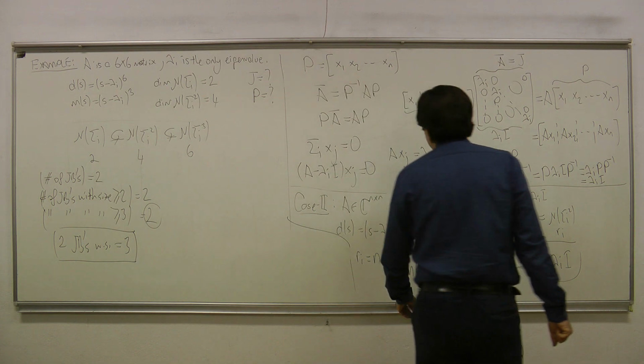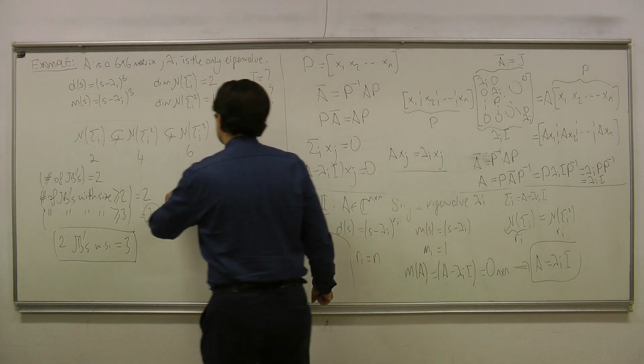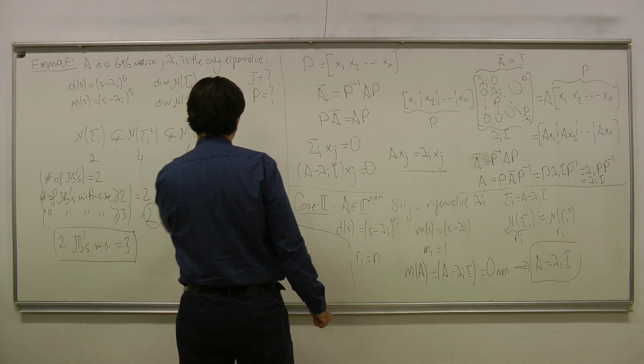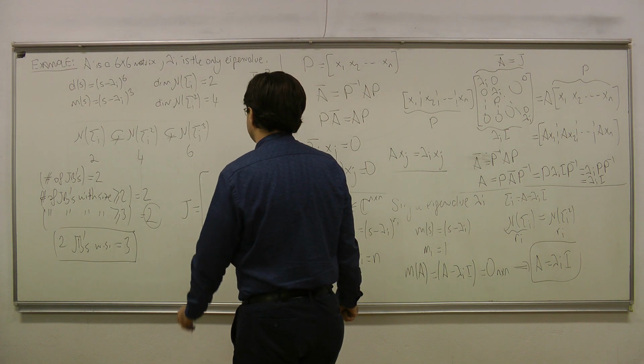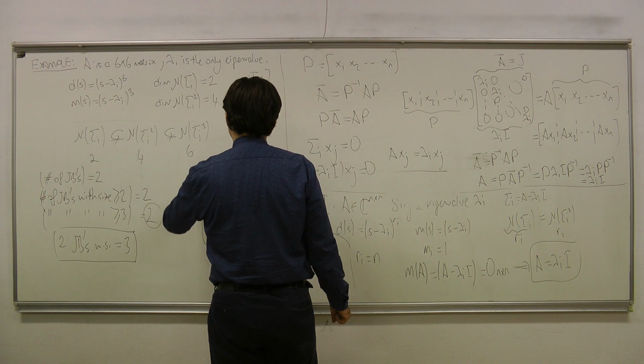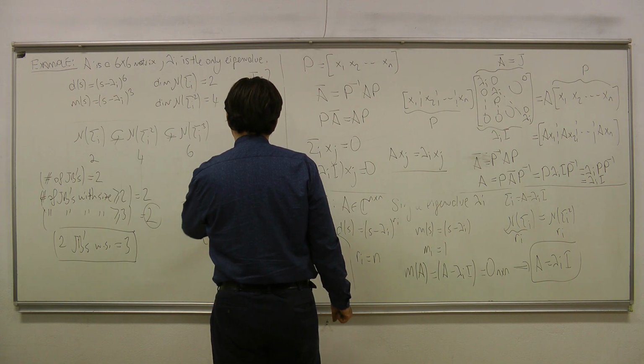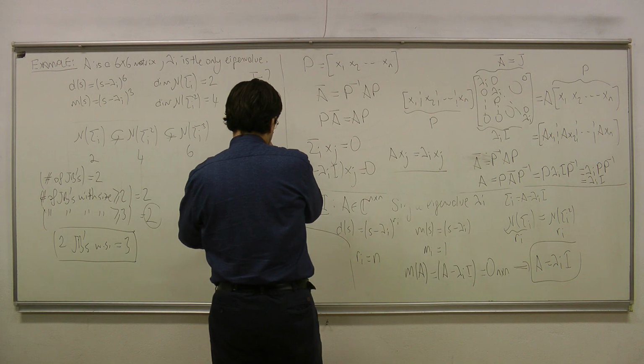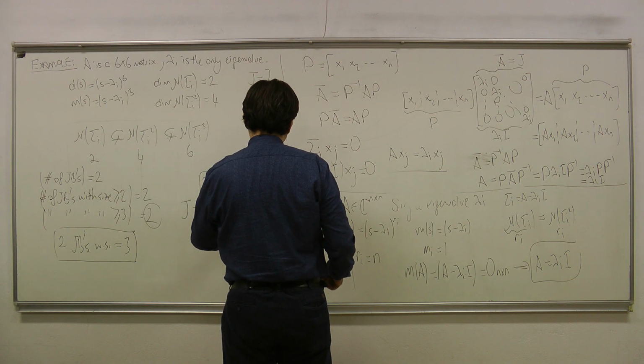So now let us try to find this Jordan canonical form. It's going to be a 6 by 6 matrix, and I would have lambda I, lambda I, lambda I. This is going to be my first Jordan block, and the second Jordan block is going to be these ones.